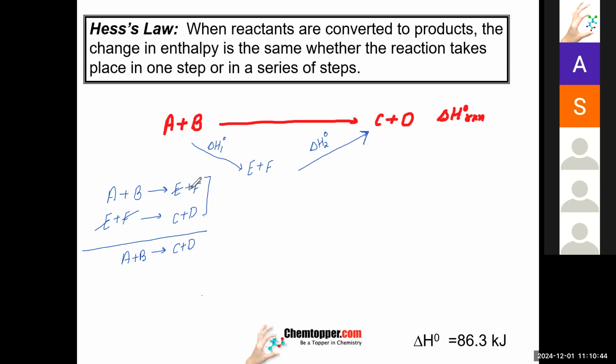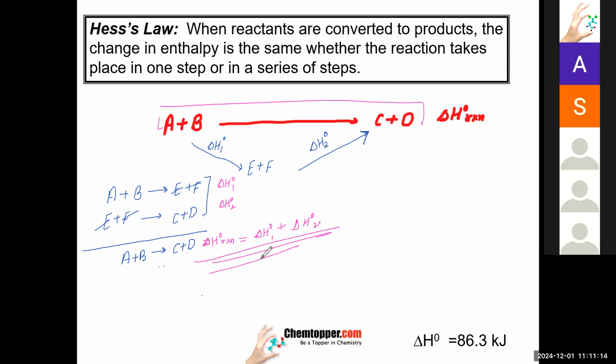So when I add these two reactions, this is delta H naught 1, this is delta H naught 2. When I add, I get this final desired equation. And the delta H of this reaction is nothing but delta H naught 1 plus delta H naught 2. That's the delta H of the reaction. Is it okay?